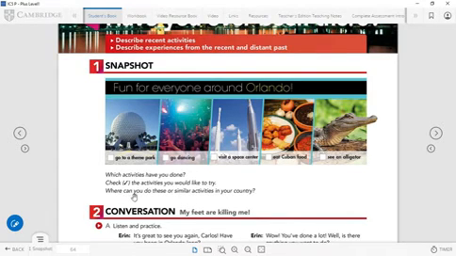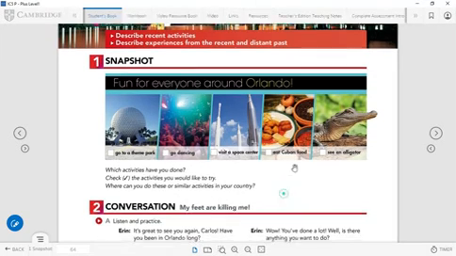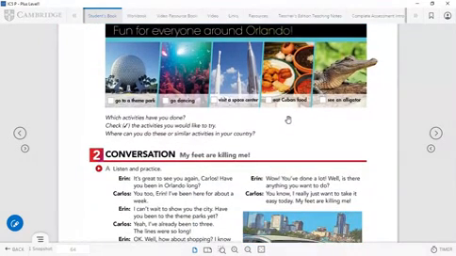Where can you do this or similar activities in your country? ¿Dónde puedes tú hacer algunas de estas actividades o similar a estas en tu ciudad o en tu localidad?